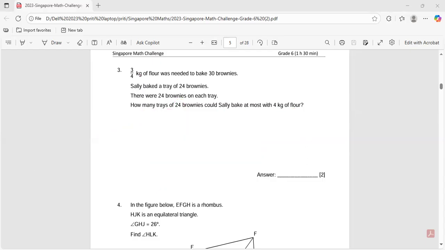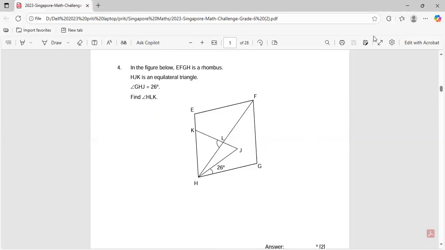So let's go to question number 4. In the figure below, EFGH is a rhombus. So what do we mean by rhombus? A rhombus is a 2-dimensional shape with all sides equal. It's also a parallelogram, which means opposite sides are parallel and all sides are equal.